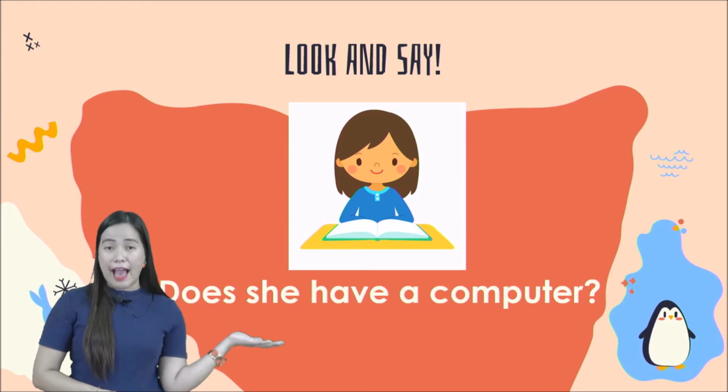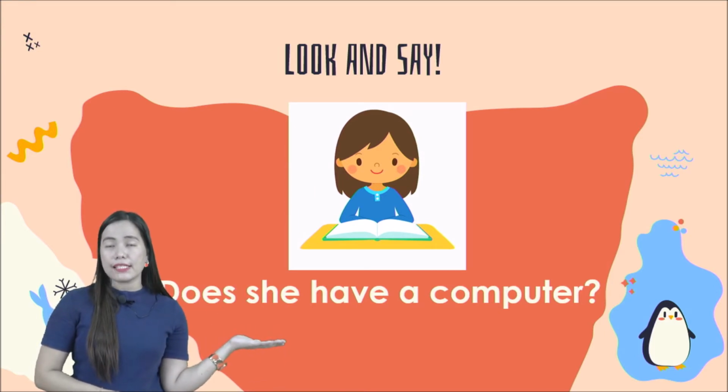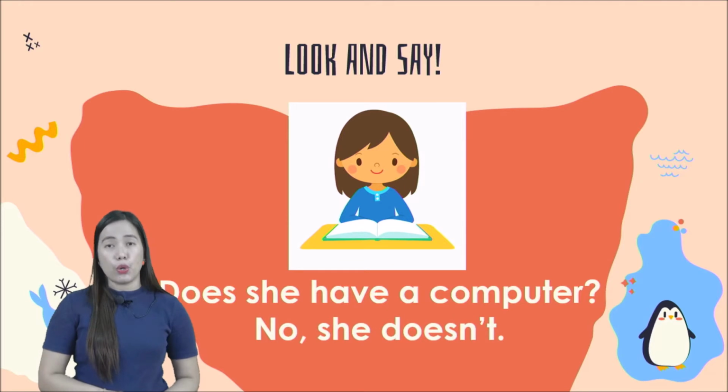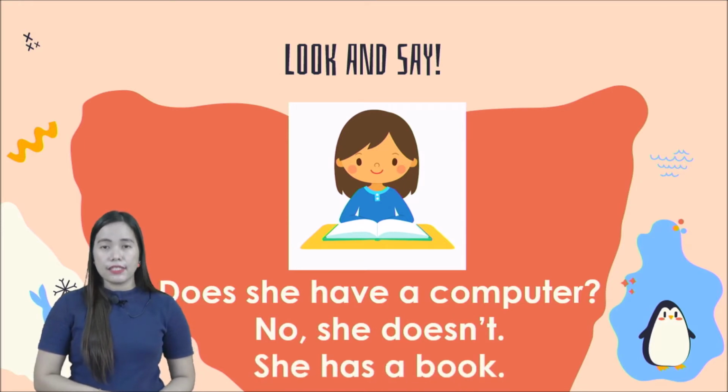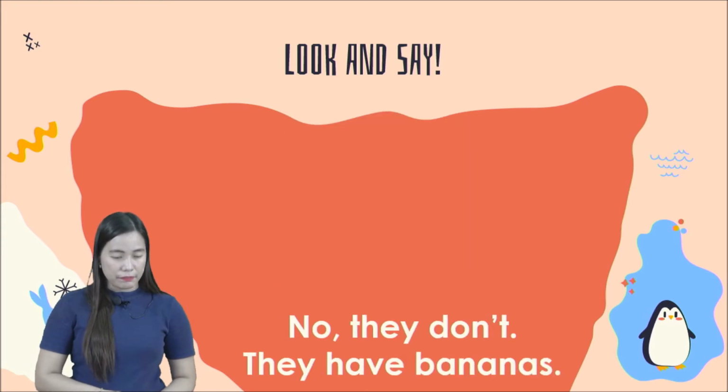Does she have a computer? Why we use does? Because our subject is she. Because look at the picture, it is a girl. The answer is no, she doesn't. She has a book. Okay, next one.